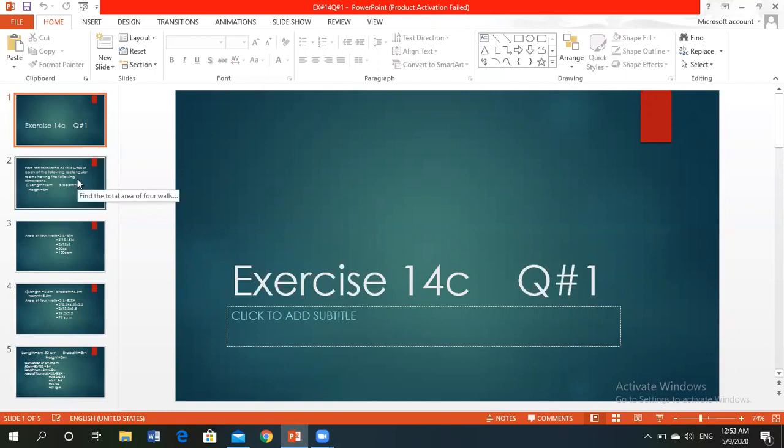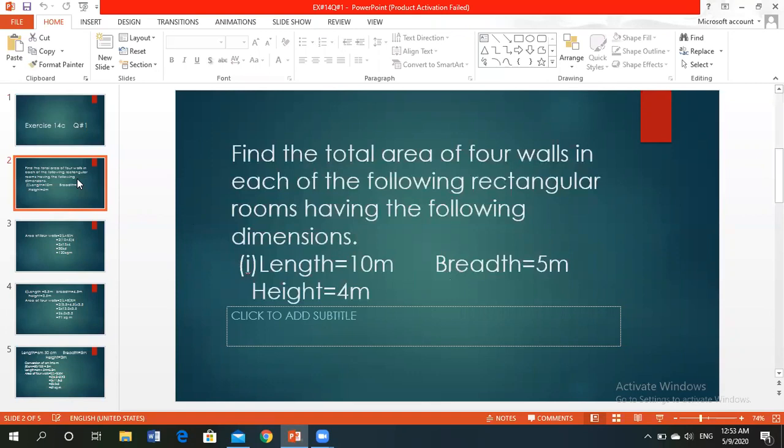Today we will do exercise number 14C, question number 1. The statement of the question is: find the total area of 4 walls in each of the following rectangular rooms having the following dimensions. We have to find the total area of 4 walls. Length, breadth, and height are given.